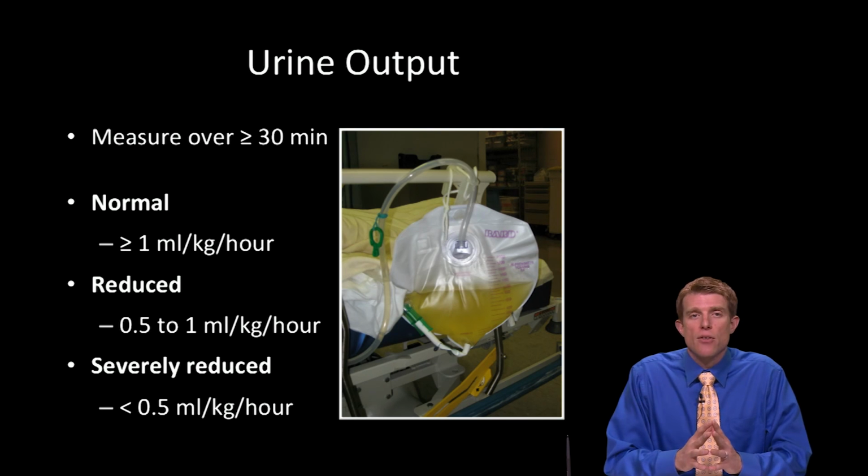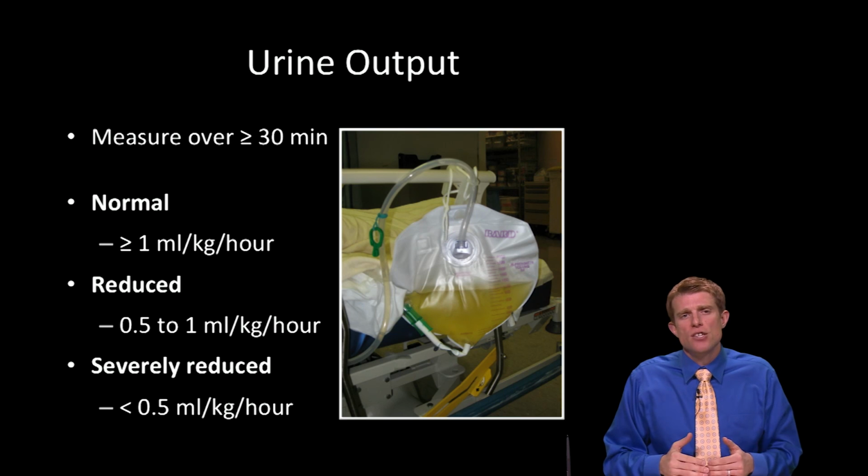But if we put the catheter in early and start monitoring urine output in sick patients, and we watch it for over 30 minutes, okay, what we want to see is during active resuscitation, we want to see that the patient's making greater than 1 ml per kilo per hour, which shows that we're being successful with our resuscitation and that those kidneys are well perfused.